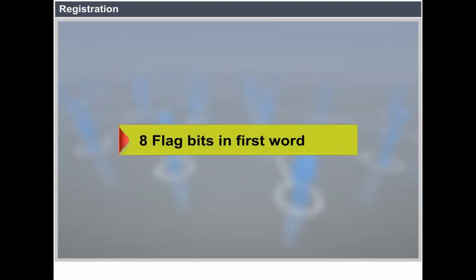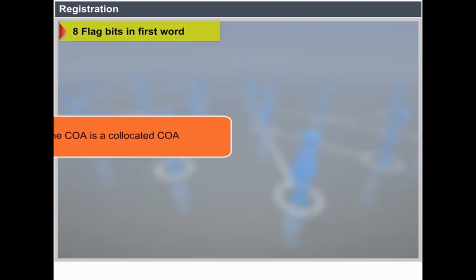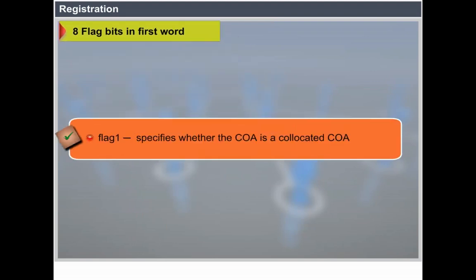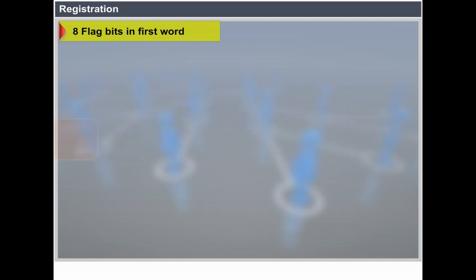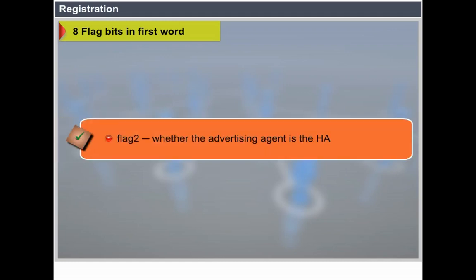8 flag bits in the first word. Flag 1 specifies whether the COA is a co-located COA. Flag 2 specifies whether the advertising agent is the HA.